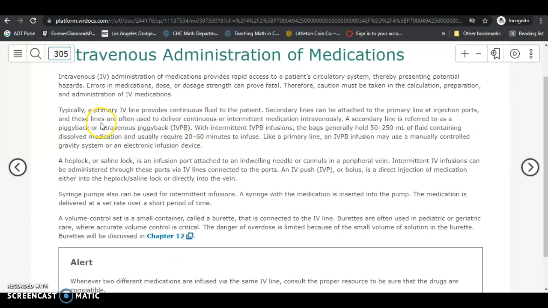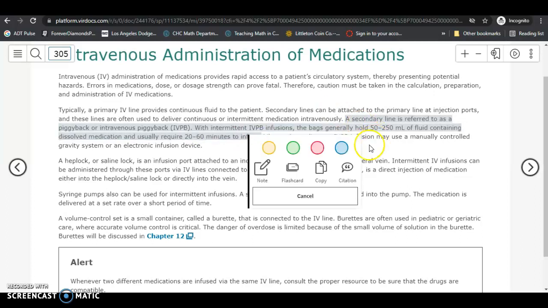Okay, so typically a primary IV line provides continuous fluid to the patient, and then secondary lines can be attached to the primary line at injection ports, and these lines are often used to deliver continuous or intermittent medication intravenously. A secondary line is referred to as a piggyback or intravenous piggyback, or IVPB for short. With intermittent IV infusions, the bags generally hold 50 to 250 milliliters of fluid containing the dissolved medication, and usually require 20 to 60 minutes to infuse.